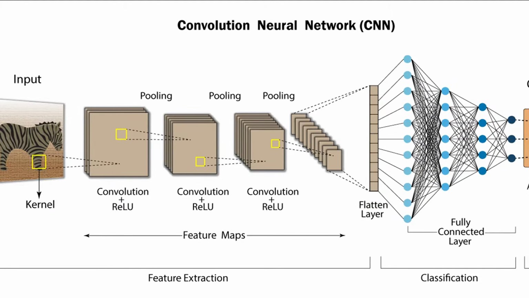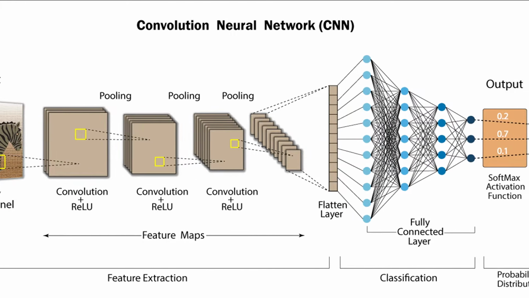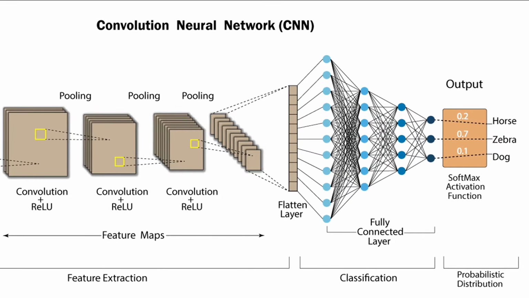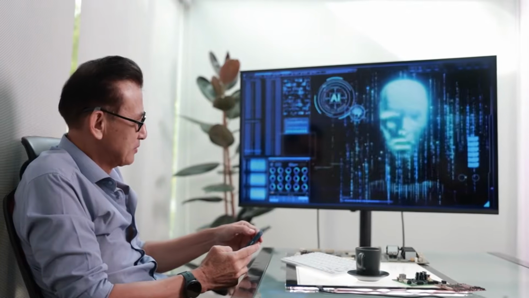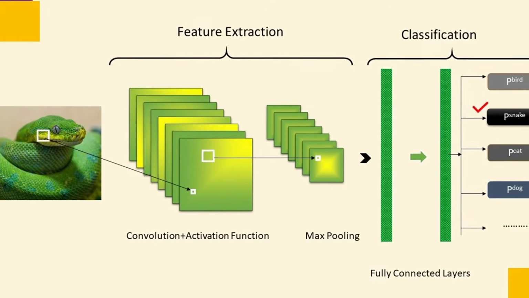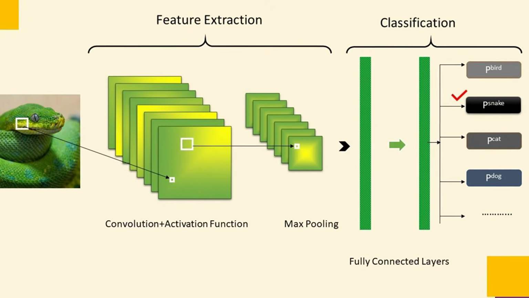Think of each convolutional layer as a specialized observer. One filter might be trained to recognize horizontal edges, another to detect color gradients, while yet another focuses on curves or shapes. These filters act like the AI's visual sensors, breaking down complex images into smaller, understandable parts.